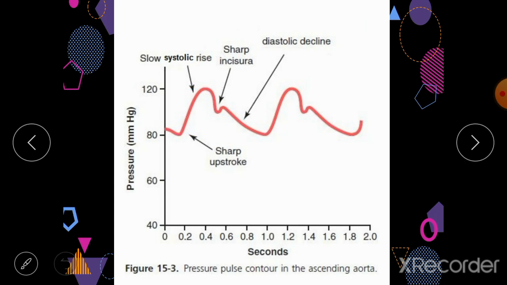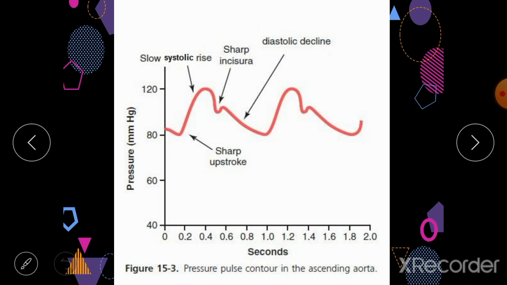During the rapid ejection phase of the cardiac cycle, the ventricle pushes its blood into the aorta and the pressure in the aorta suddenly rises to 120 millimeter mercury. When the slow ejection phase starts, this pressure slightly starts to fall. When the pressure reaches 100, the aortic valve closes and the isovolumetric relaxation starts. This can be seen by this downward stroke of the aortic pressure curve.